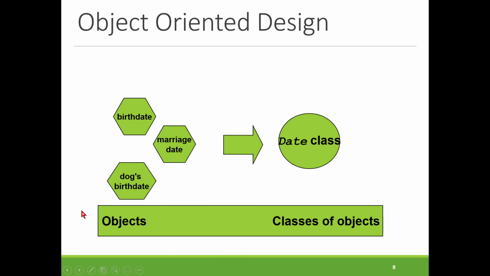So here, if you were thinking about things that you needed to store in a program, you needed to have a birth date, a marriage date, a dog's birth date, you might realize, oh, these are all dates. So we might create a date class to represent a specific date. The class is the blueprint, but when we needed to make an object to store the birth date, we'd create an instance of the date class. We'd create an instance to represent the marriage date. We'd create an instance to represent the dog's birthday. So this is the blueprint. These are the actual objects constructed from that blueprint.